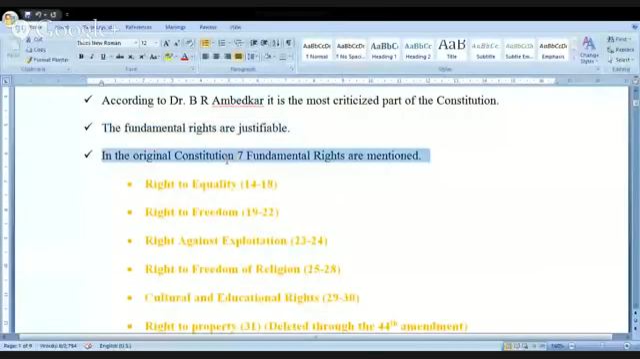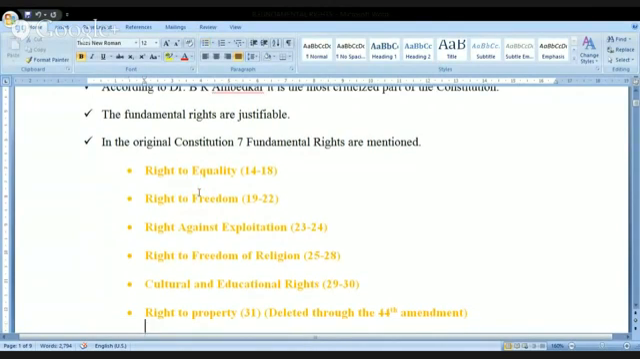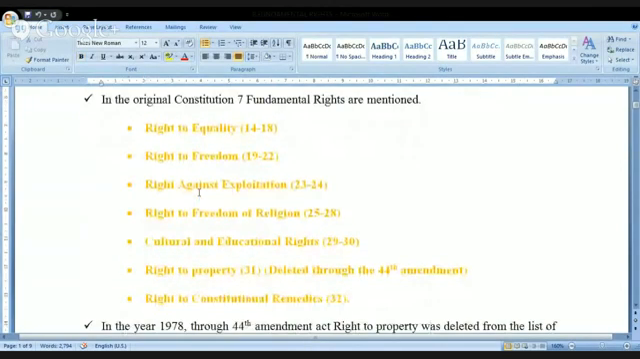Kindly remember this. Look at this. In the original Constitution, 7 fundamental rights are mentioned. Yes, we know this particular part. Now, look at this. I want you to remember each of these for the examination point of view. Why is it important? Number 1, this is important with respect to the main examination. You may be asked to explain about each and every one.